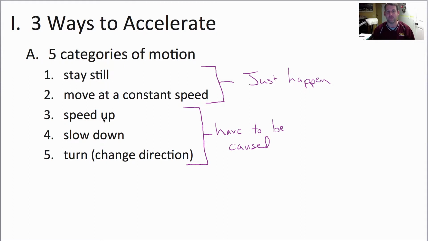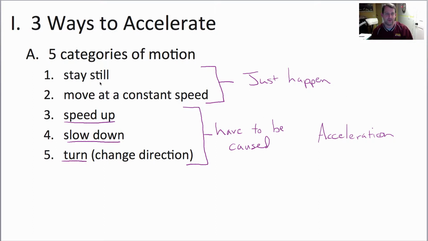Now, when the baseball hits your friend's hand and your friend slows the ball down and speeds it back up and throws it back to you, all that makes sense because there's an obvious cause for it. So these have to have a cause associated with them. And these are the ones that we call acceleration. These are the 3 ways you can accelerate. You can speed up, slow down, or turn. And those are the only 3 ways you can accelerate.